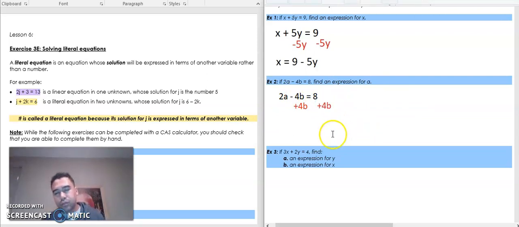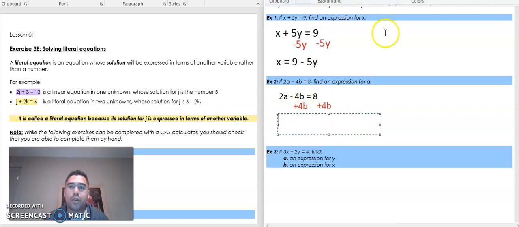Okay. Again, nothing has changed with the equation until I get to the next line. So now that we have added 4b to both sides, minus 4b plus 4b will equate to 0. Again, that's what I'm trying to get rid of. And what I'll be left with is just 2a on the left hand side by itself. And this is equal to 8 plus 4b. So the 8 plus 4b, which is now here. Okay.